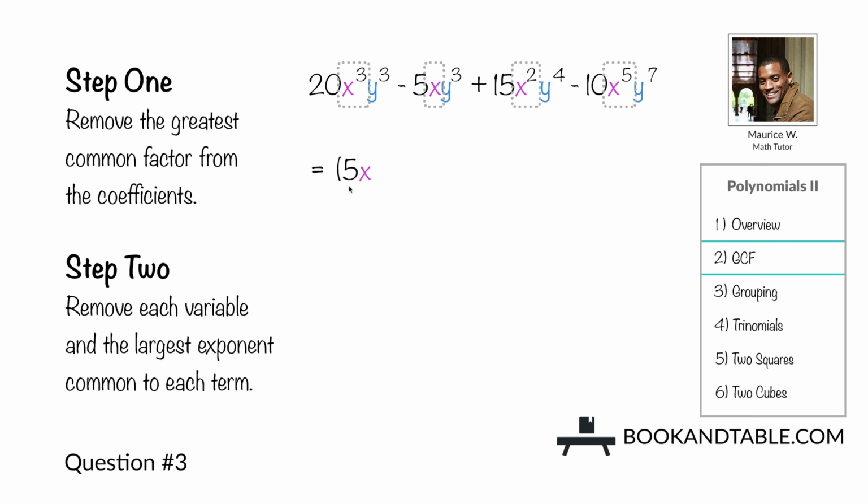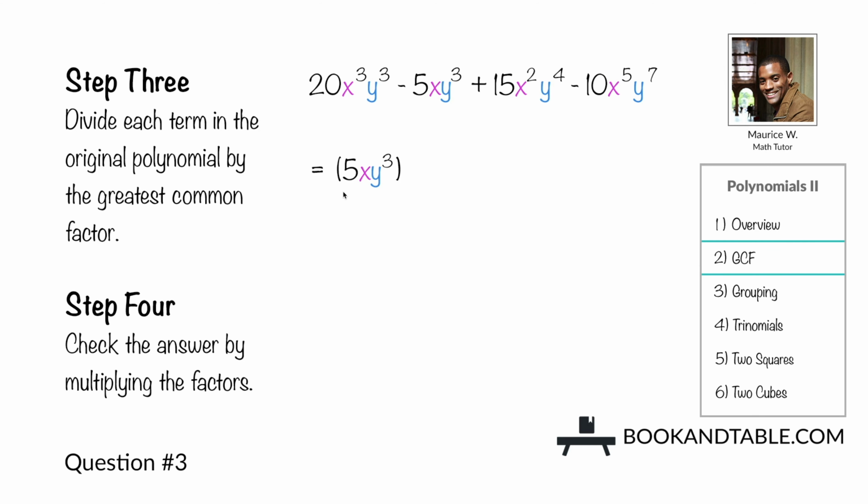Step 2, remove each variable and the largest exponent common to each term. We have x to the 3rd, x to the 1st, x to the second, and x to the fifth. Only x to the first is common in all four, so x is a part of our greatest common factor. Then we take a look at the y's. We have y to the third, y to the third, y to the fourth, and y to the seventh. Y to the third is common in all four, so y to the third is a part of our greatest common factor, which winds up being 5xy cubed.